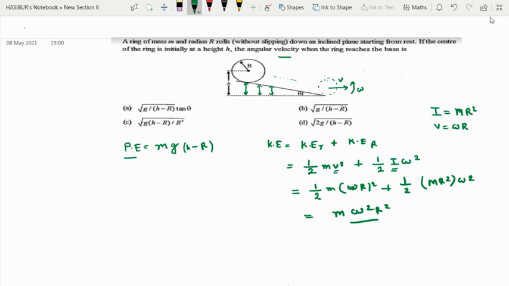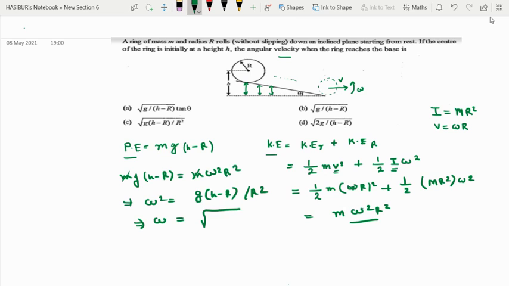Now we should equate these two energies, and it will be m g into h minus r equals m omega square r square. So cancel out the m, and then omega square equals g into h minus r upon r square, and finally the form for omega will be under root g into h minus r upon r square. So it will be option C.